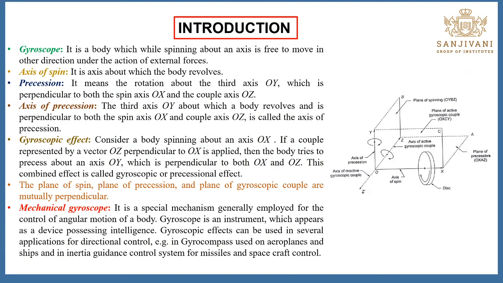Now we'll consider different terminologies used while studying the gyroscope. There are three axes. This is the axis of spinning, this is the axis of precession about which that whole body is taking the turn, and the gyroscopic effect acts on this third perpendicular axis. That means the axis of spinning, axis of precession and axis of gyroscopic couple are mutually perpendicular to each other.